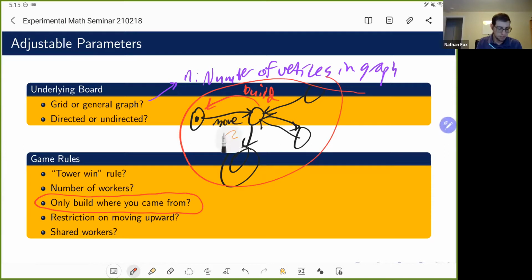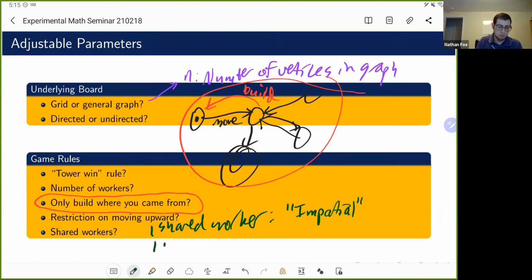But yeah, just a note about this shared workers thing. Whenever we have 1 shared worker, we're going to call that the impartial game. And 1 worker per player, we're going to call that the partisan game. Plus a bunch of other rules that will vary from version to version.